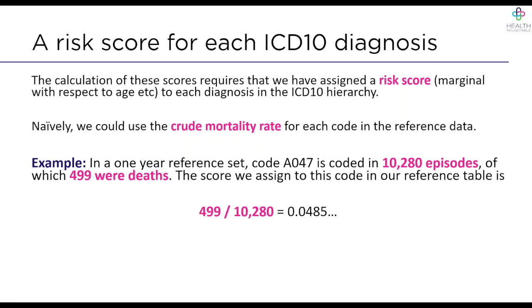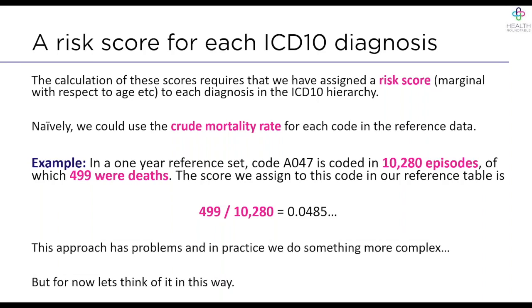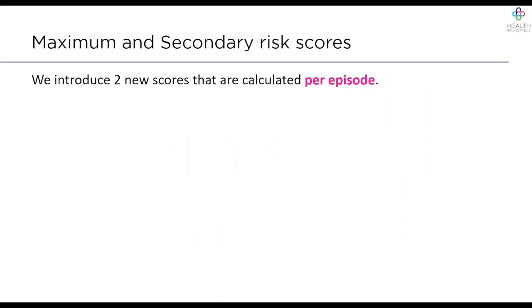So here's an example of what we might do. In a one-year reference set of the Health Roundtable, code A047 is coded in 10,280 episodes of care, of which 499 were deaths, and simplistically we could just take 499 divided by 10,280 to get 0.0485 as our risk score for that diagnosis. I said this was a little naive and it's not actually what we do, but I want to just think about it in that way for now while we explain what those two new scores are, and then we'll come back to talk about some of the subtleties of how we really calculate that risk score.